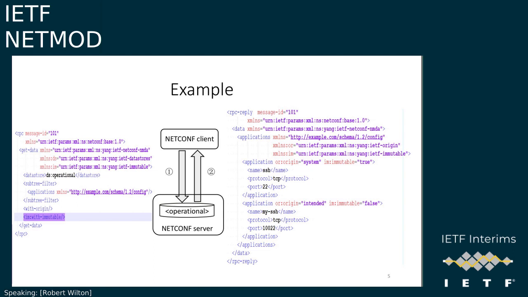So I was going to try and move the conversation on to a slightly different one. Again, this is as a contributor. It picks up on one of the points that Kent was making. My question is about what this draft should or does say about interactions with the running configuration data store. And also, what, if anything, does or should it say about edit-config requests? I think the question I have is, can you make a request for this immutable annotation on running? Is that a meaningful thing to ask or not?